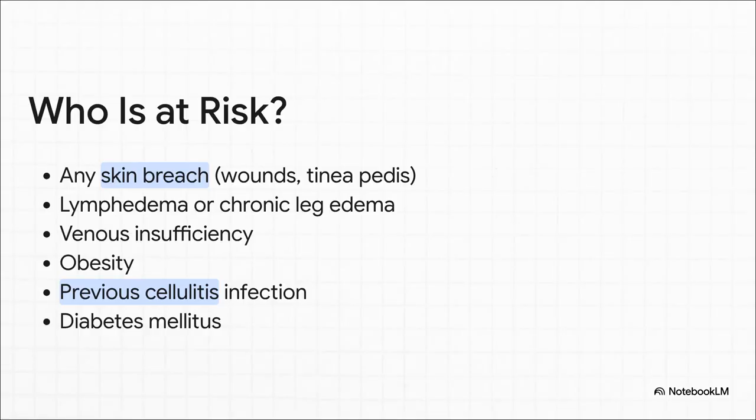And this doesn't just happen to anyone. Some people are just more set up for it. Anything that weakens that skin fortress or messes with circulation is a risk factor. Think about chronic swelling in the legs, like from lymphedema or bad veins. That fluid-logged tissue is like a perfect petri dish for bacteria. And here's a really important one. If you've had cellulitis once, your risk of getting it again goes way, way up.